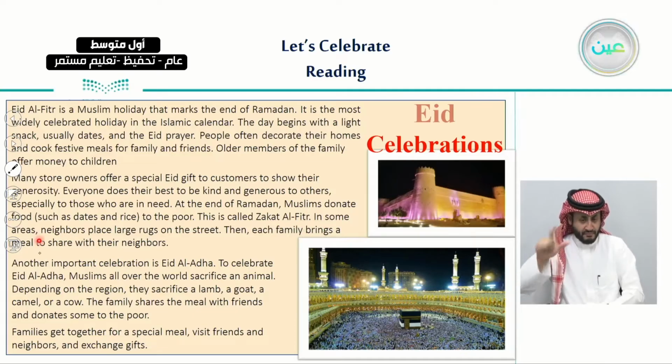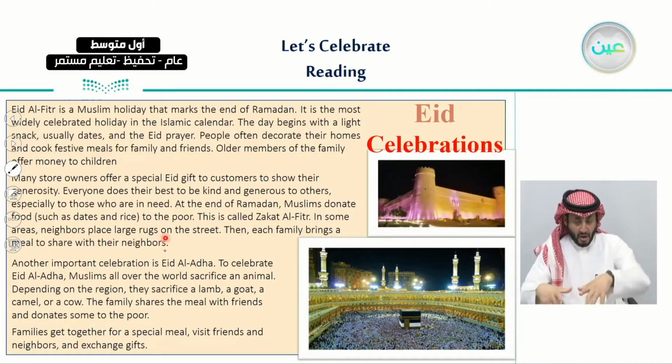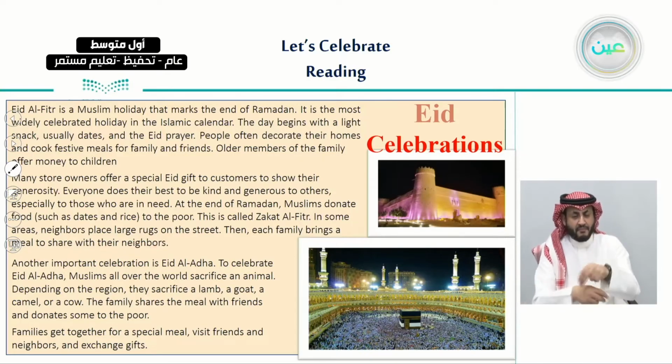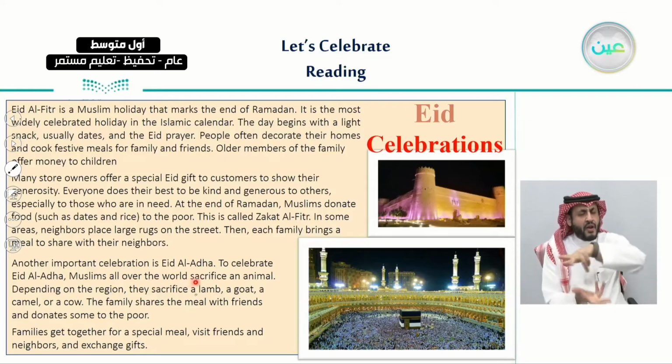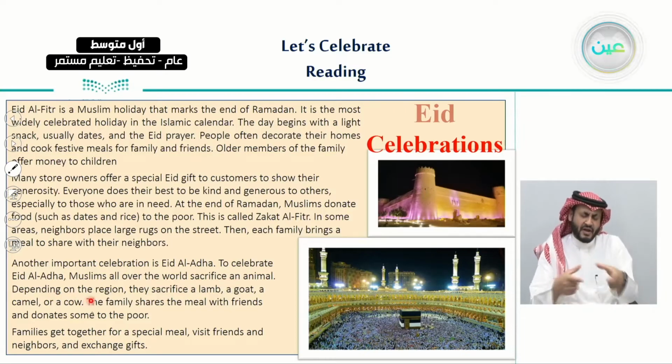In some areas, neighbors place large rugs on the street. Then each family brings a meal to share with their neighbors. Another important celebration is Eid al-Adha. To celebrate Eid al-Adha, Muslims all over the world sacrifice an animal depending on the region. They sacrifice a lamb, a goat, a camel, or a cow. The family shares the meal with friends and donates some to the poor.